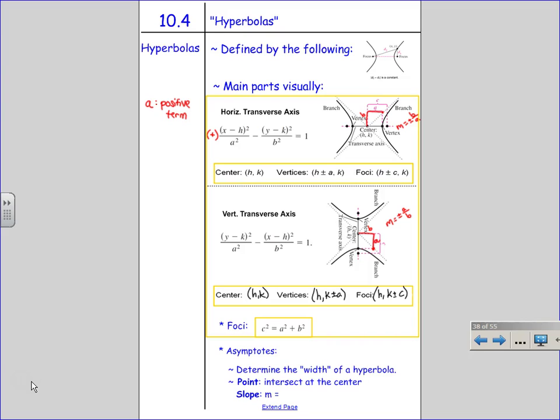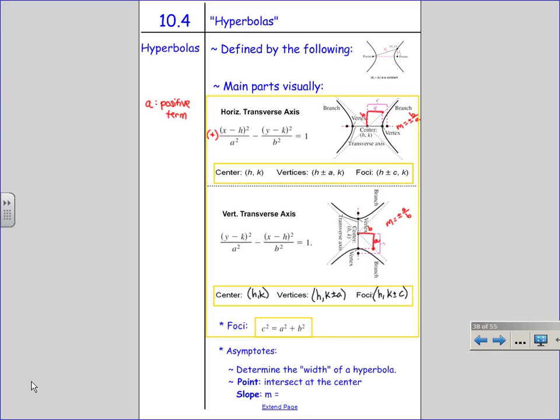But A is how far, check it, isn't A who's underneath the Y guy, or A who's underneath the X guy? But careful, it's going to be the squared, just like ellipses, so we're going to have to square root. Yeah? And then who's B? Pause. Center, good. Vertices, good. What comes next?